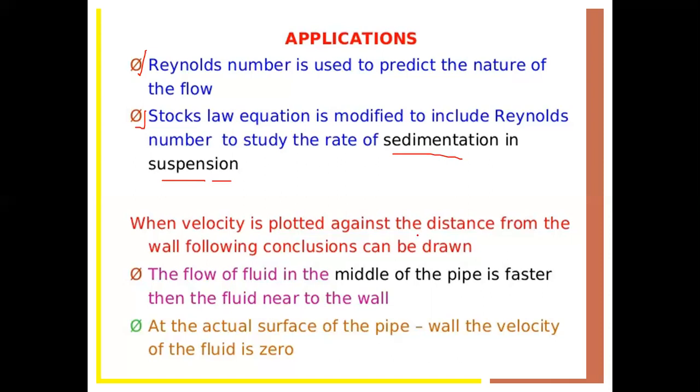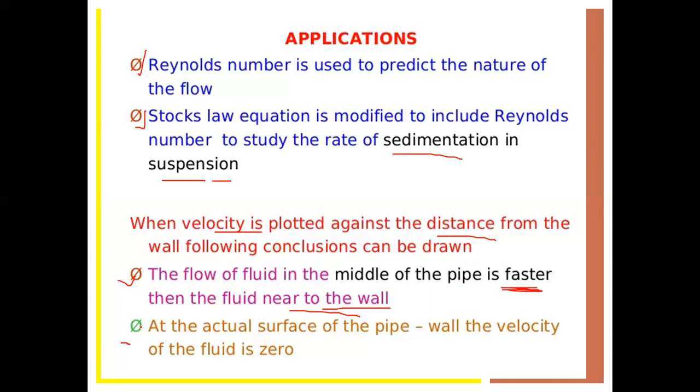When the velocity is plotted against the distance from the wall, what conclusions can be drawn? Whenever the velocity is plotted with respect to the distance, the flow of fluid in the middle of the pipe is faster than the flow near the wall. So whenever the fluid is flowing in a pipe at some velocity, the velocity in the middle of the pipe is faster than the fluid near the wall.